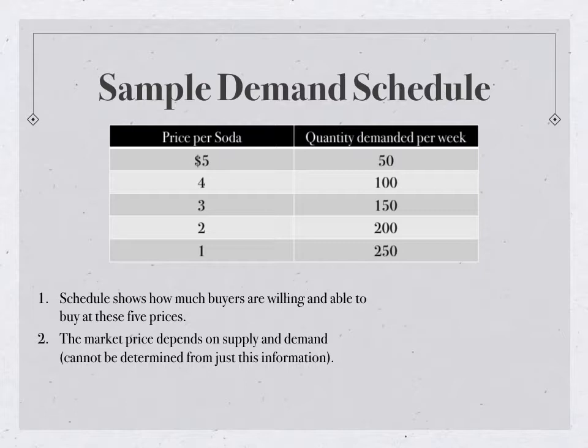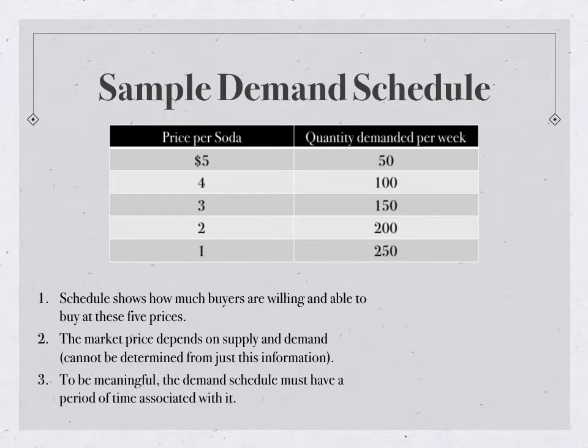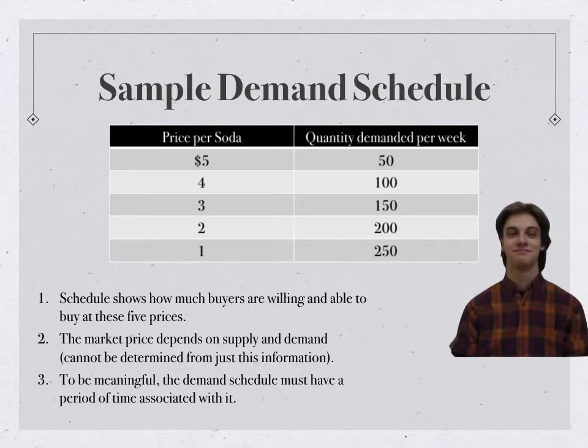The market price, note, we don't know yet. We just know the price and the demand. In order to figure out which price will be on the price tag in the supermarket, we need to also know the supply. And to be meaningful, and this is important, the demand schedule must have a period of time associated with it, because you don't want to leave this open-ended. Of course, demand for soda is going to be bigger than 250 over the lifetime of the good. But right now, within the week, it's going to be 250.